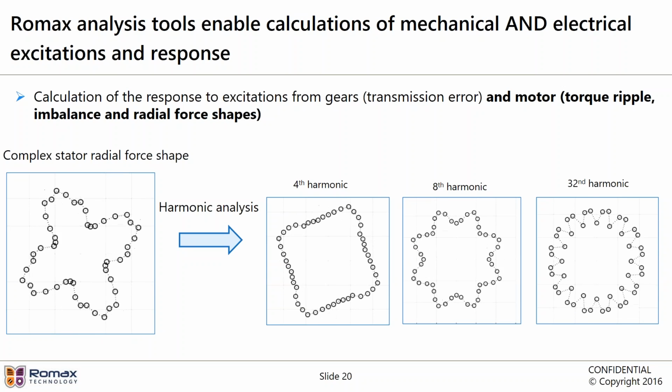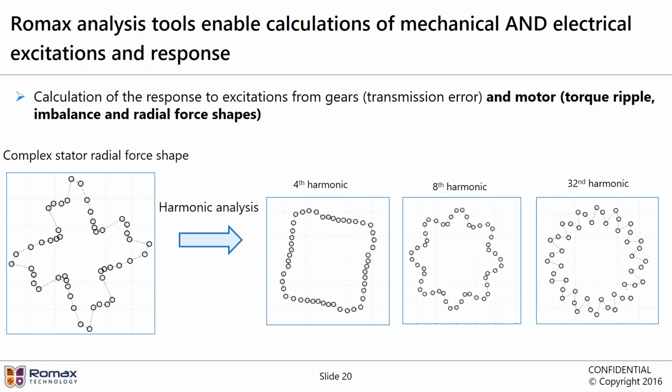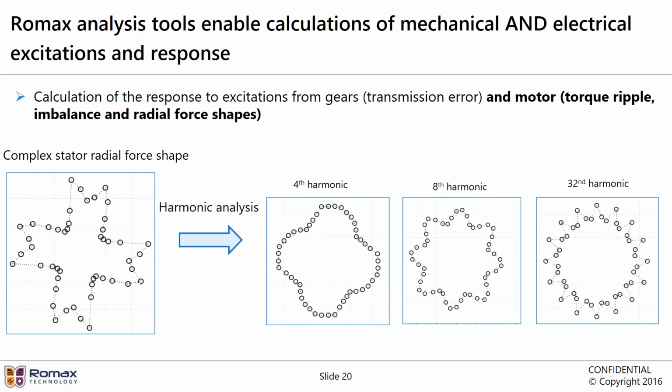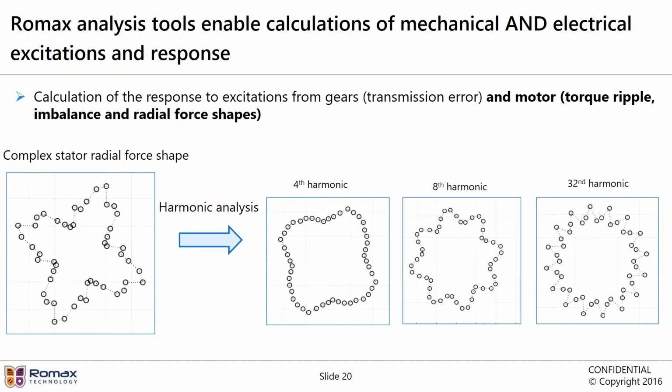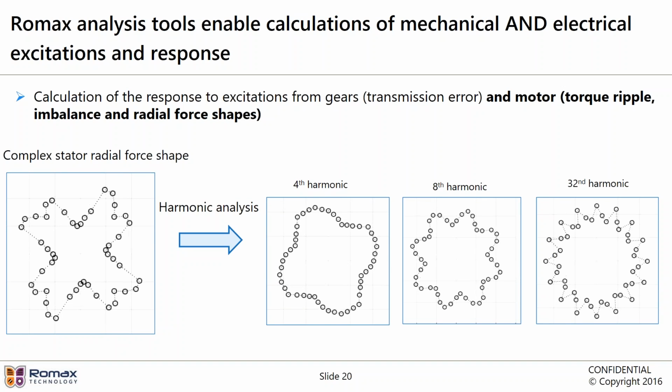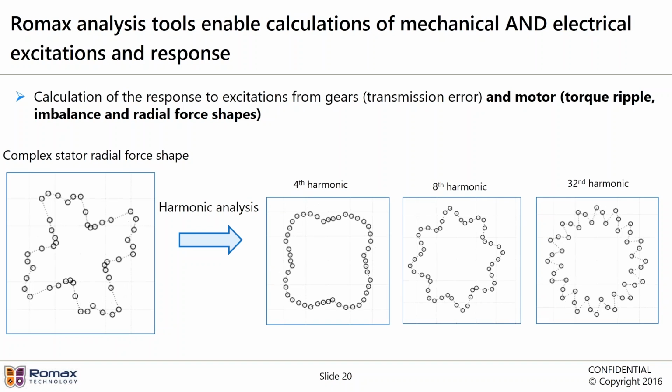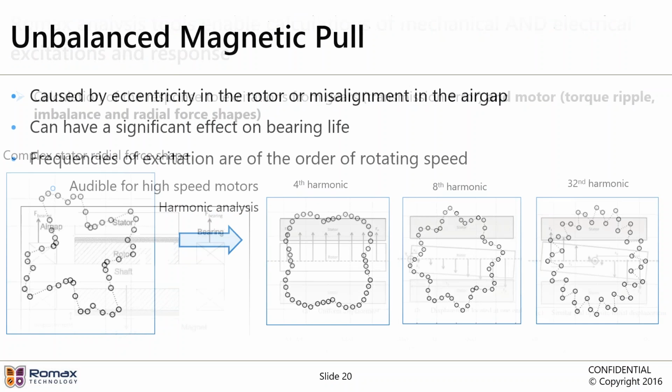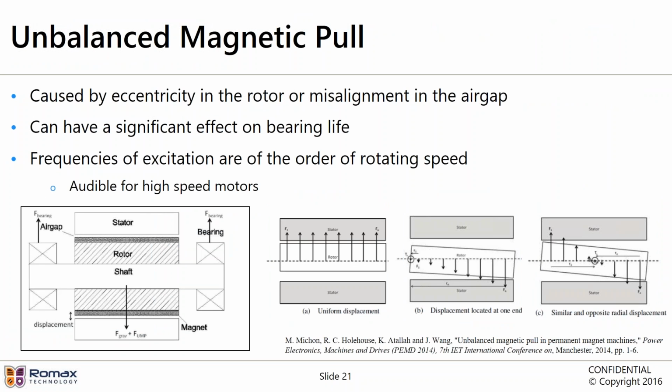And a way to look at these forces is, even though they look complex in the spatial domain, when we look at them in the frequency domain, we can do a harmonic analysis and break these down into their individual frequency components. And so looking at radial forces in the frequency domain allows us to understand how these shapes are formed using the different harmonic components.